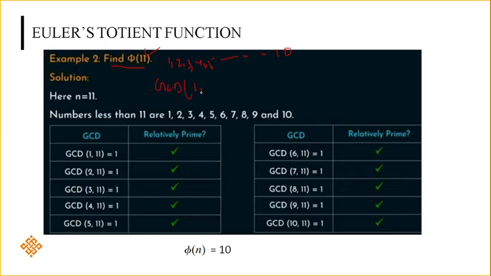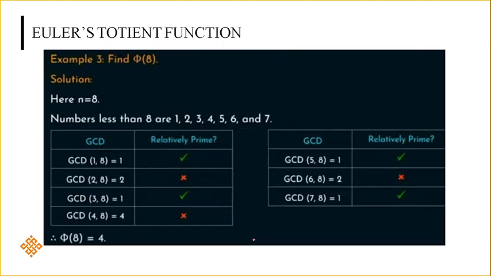Again, do the same thing. GCD of 1 and 11 is 1. GCD of 2 and 11 is 1. GCD of 3 and 11 is 1. GCD of 4 and 11 is 1. All of them have GCD 1, and the GCD of 10 and 11 is also 1. Just now I told how to find the GCD of two numbers. So if you count the total, it is 10. So phi of 11 is 10.